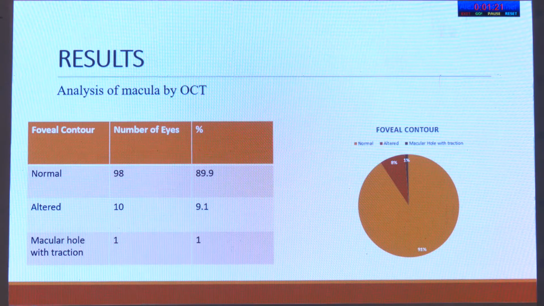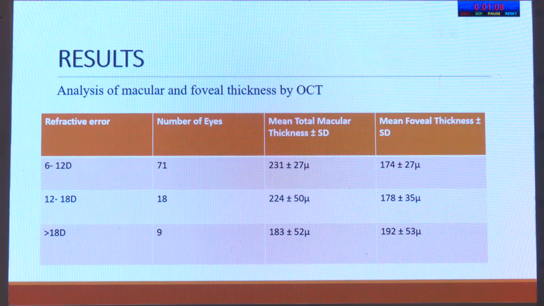Analysis of OCT of macula: normal OCT macula was present in only 10 eyes, that is 9.1%, with macular hole with traction in only one eye. As we can see in this slide, the mean macular thickness decreases with the increase of the refractive error.